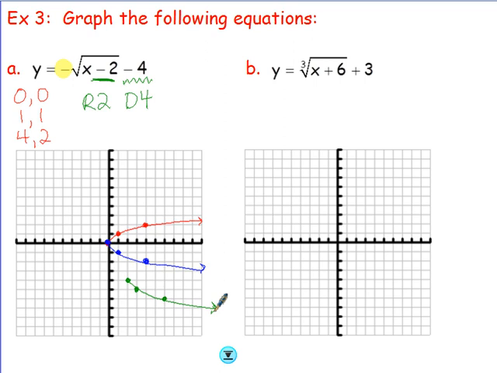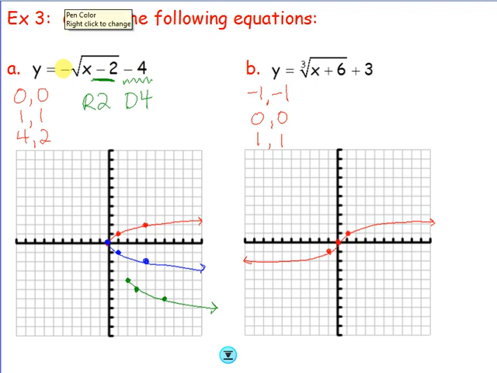Let's check the next graph. This is a cube root, so you have -1, -1, 0, 0, 1, 1. So -1 is there, 0, 0's in the middle, and 1, 1 is over there. Smooth curve to the right, and go back to 0, 0, smooth curve to the left.